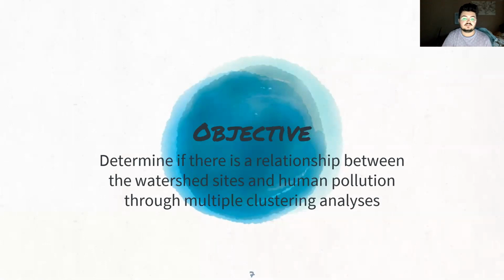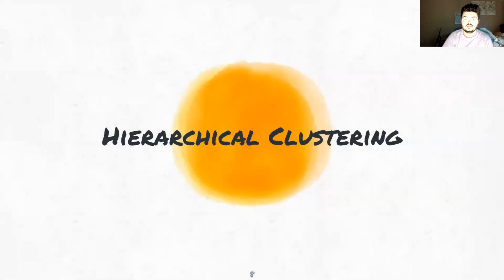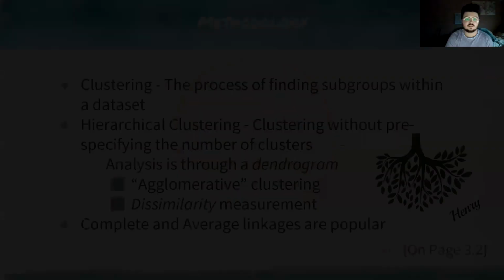So the objective of this analysis is to determine if there's a relationship between the watershed sites and the human pollution through multiple clustering analyses, such as hierarchical and topological data analysis. So first, we're going to go to the hierarchical clustering.